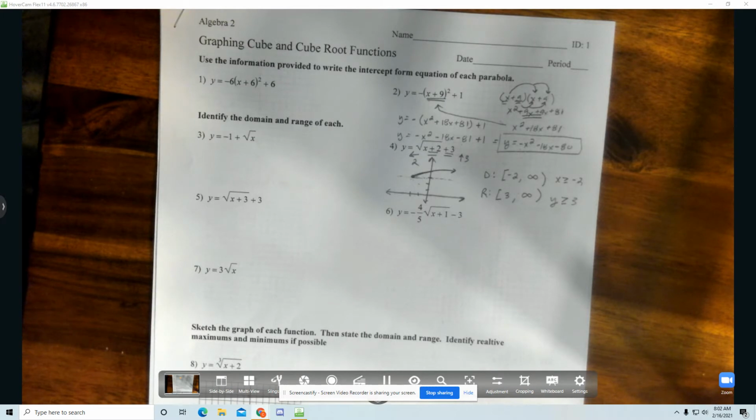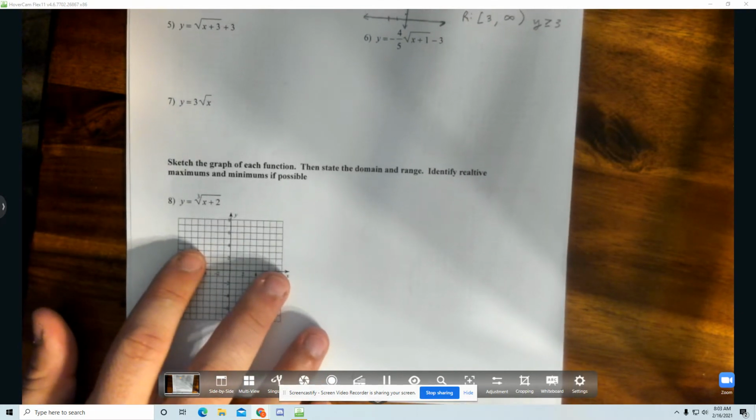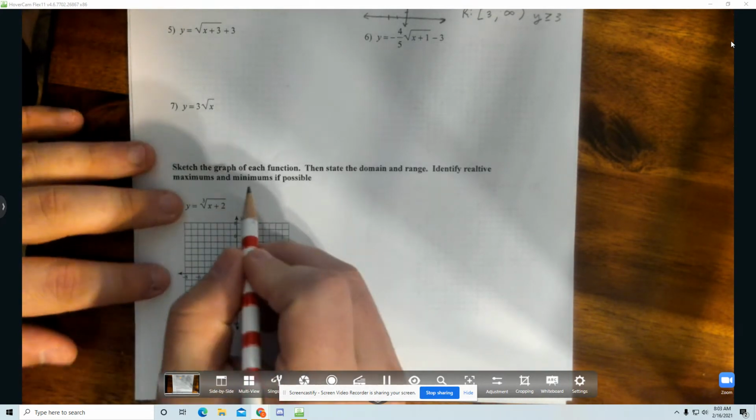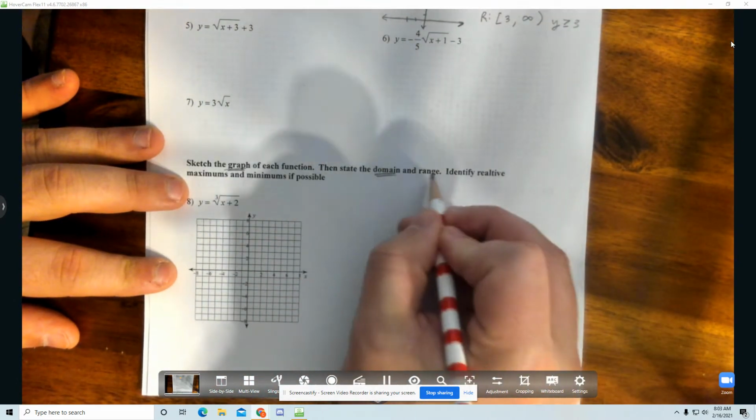All right. Awesome. Let's go to some of the new stuff here. My plan is to work a couple problems with you and just explain. So it says sketch a graph. We're going to sketch a graph of each function here. We're going to state domain and range.